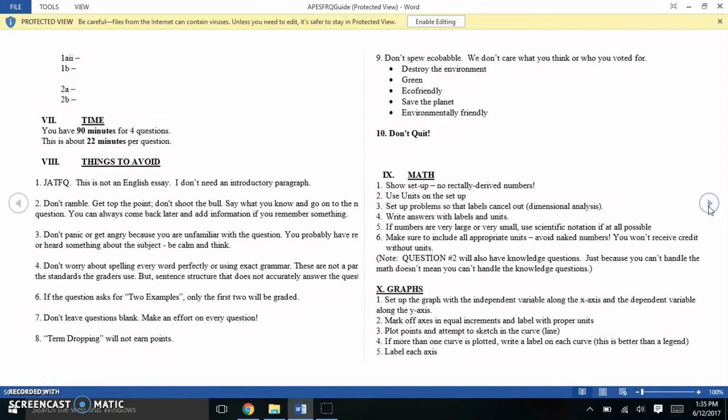Continue on. Part 9 here. The math. Show, set up, use your units, set up the problems so the labels cancel each other out. You got to show that work, and make sure you include all the appropriate units.